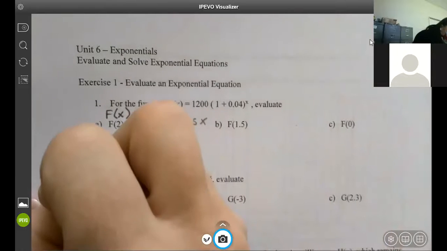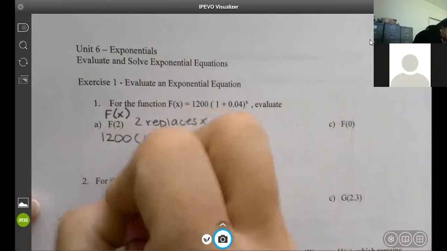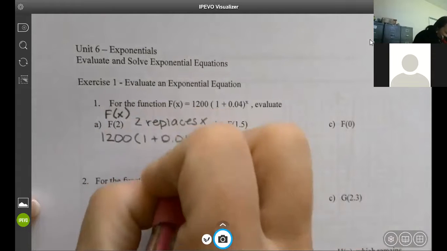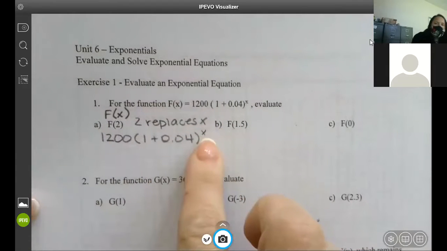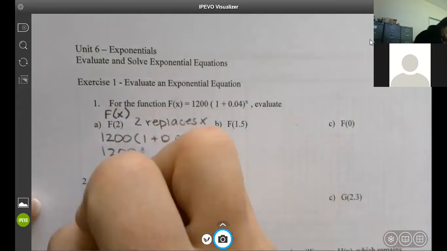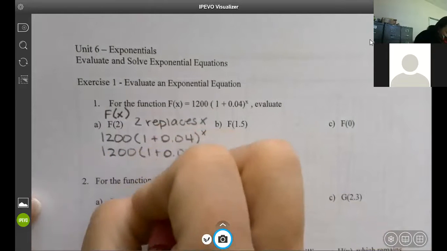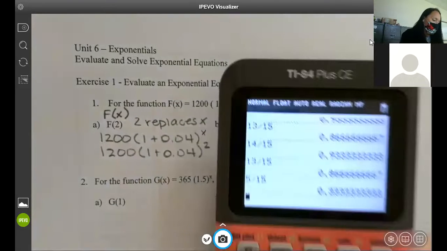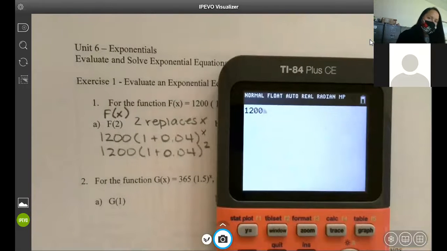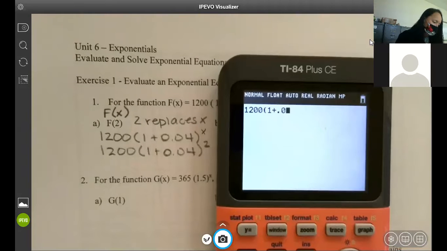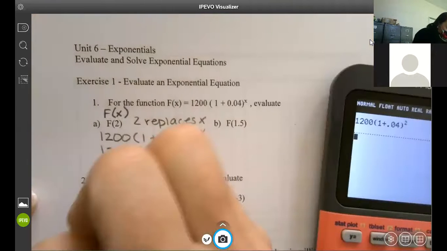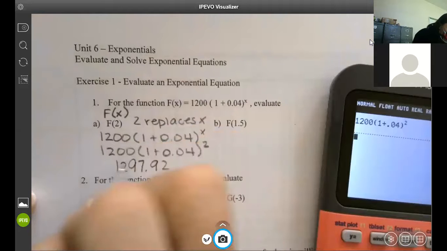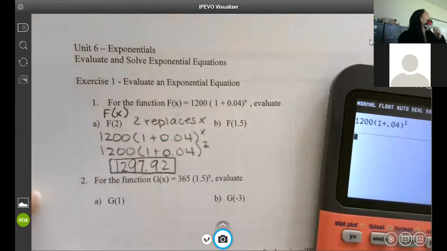So if we write our function down, the only x is up here, so we're going to plug in the 2 up there. And then we're literally going to put it into our calculator. So 1200 times 1 plus 0.04 to the second. And we get 1297.92. That's all you do.